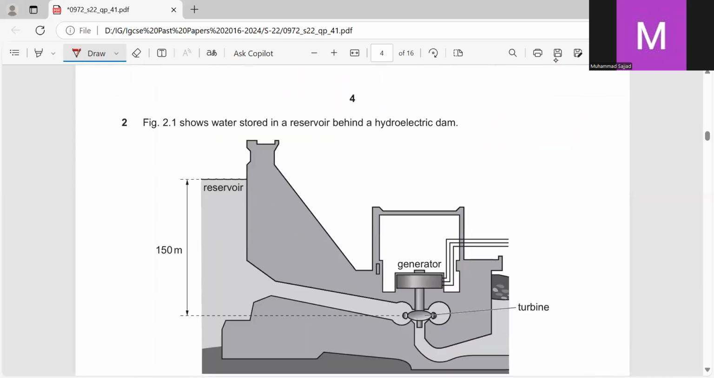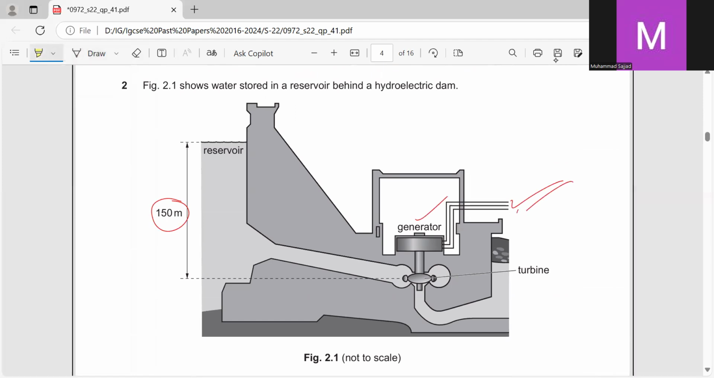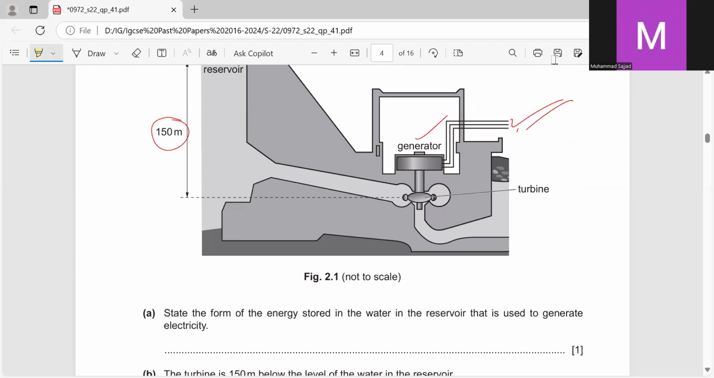That is about the energy, maybe. So figure 2.1 shows water stored in a reservoir behind a hydroelectric dam. The depth of the water in the reservoir is 150 meters, used to generate electricity. And from here, we will get the electricity. Turbine is there. So the hydroelectric power generation system is shown, the turbine is marked, the generator is there, and the depth of the water is also given.